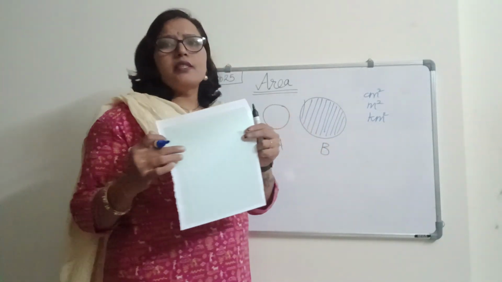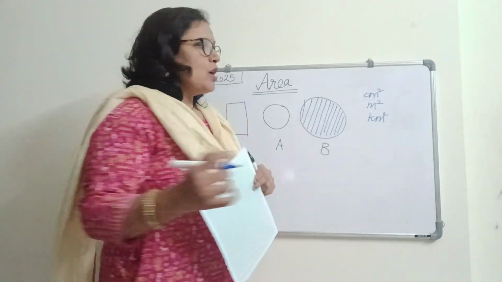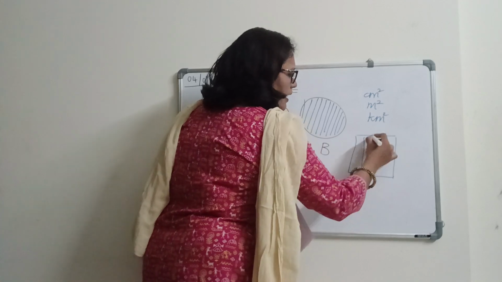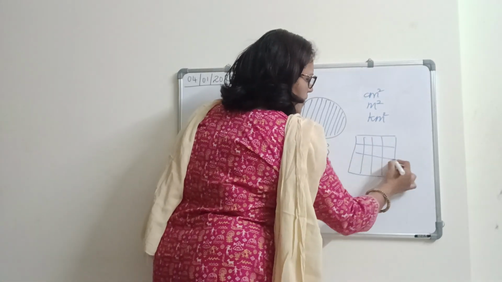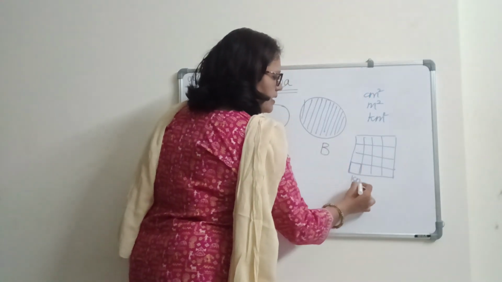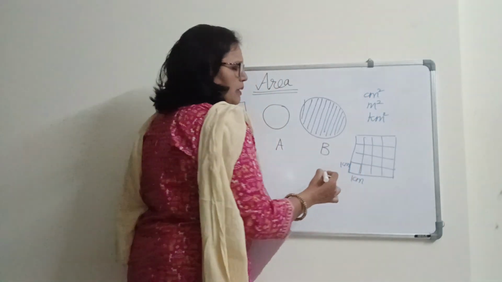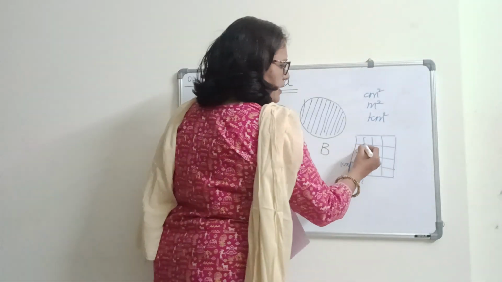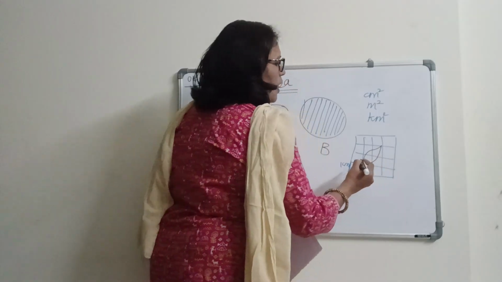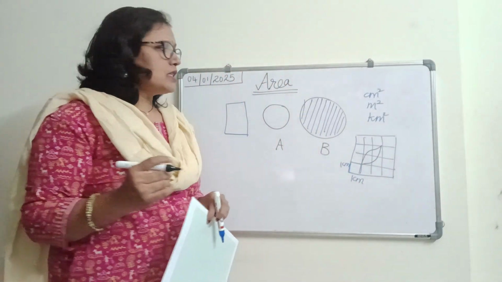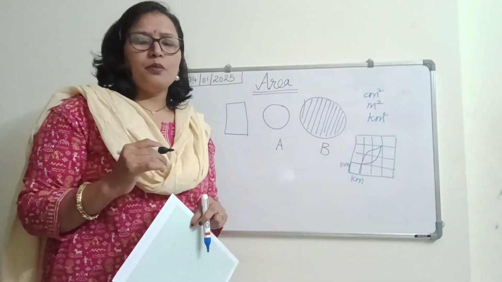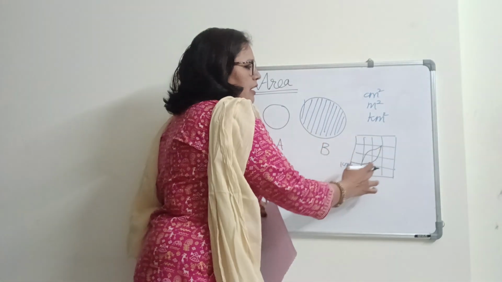So what is this? It is a grid. We call it grid paper also. Suppose this is our grid paper. In that grid paper, each square is 1 centimeter. So this square is 1 centimeter, and all sides are equal, so this is also 1 centimeter. Suppose this is our object. How many full squares is this image covering? That is the area of this image.